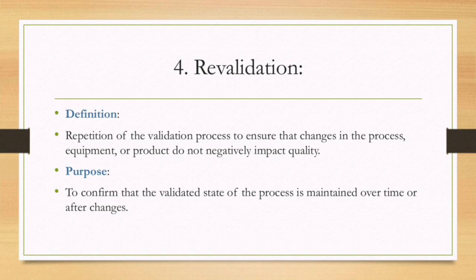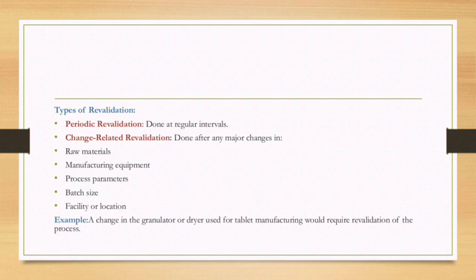Definition: repetition of the validation process to ensure that the changes in the process, equipment, or a product do not negatively impact quality. Purpose: to confirm that the validated state of the process is maintained over time or after changes. Types of revalidation. First is periodic revalidation, done at regular intervals. Second is change related revalidation, which is done after any major changes in the following: raw material, manufacturing equipment, process parameter, batch size, facility, or the location. Example: a change in the granulator or a dryer used for the tablet manufacturing would require revalidation of the process.